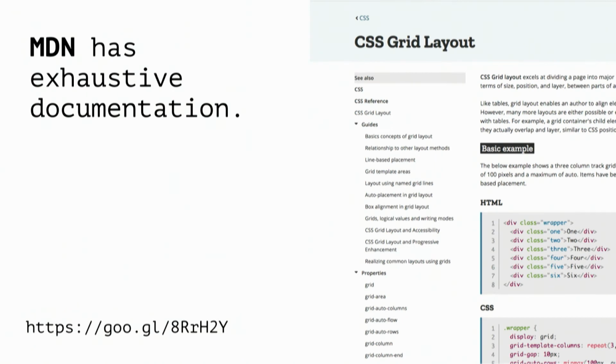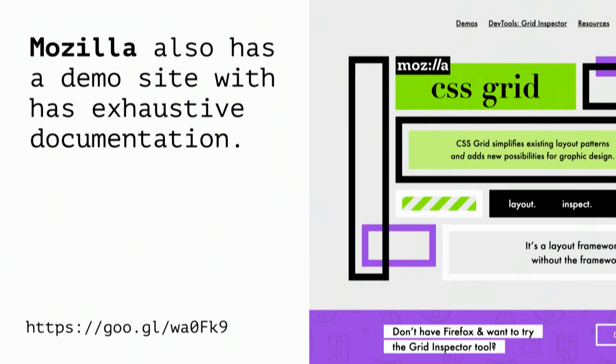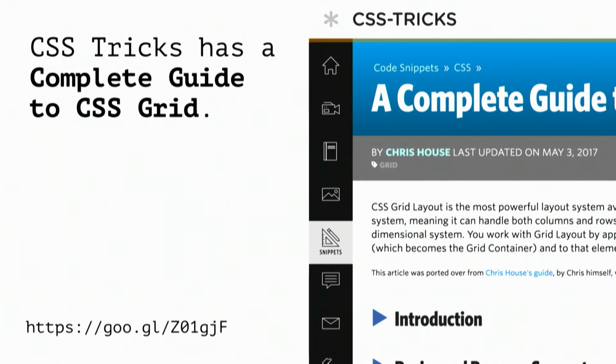MDN has exhaustive documentation on every element I've been talking about, and a ton more with code examples and everything. And if you find something that doesn't work, type it in, fix it, make it better. Mozilla has a CSS playground where you can play around with it and see what's happening. They also have a demo site with a ton of examples of what you can do with CSS Grid. CSS Tricks has their own complete guide to CSS Grid, which matches the complete guide to Flexbox, which everyone probably has used at some point.